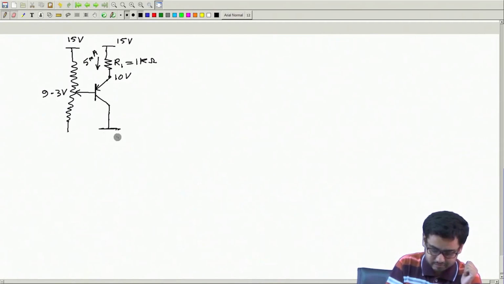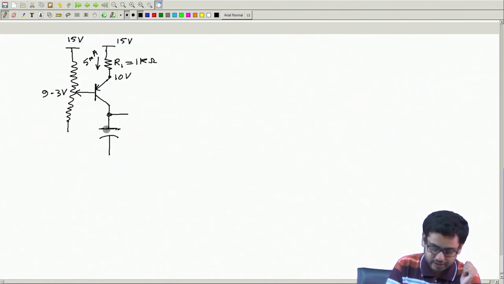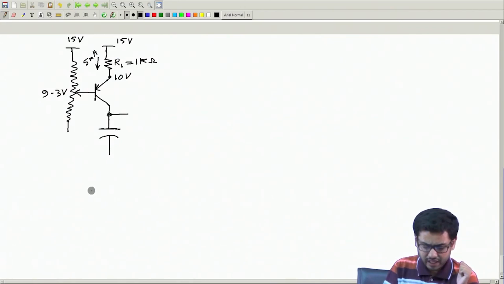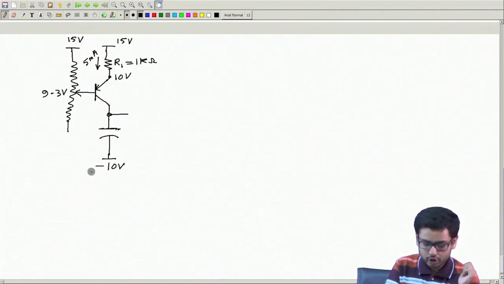So this capacitor voltage will increase, and the other side I will possibly keep at a negative voltage, maybe minus 10 volt, some negative value. So that when there is no charge across the capacitor, this is also negative. And then it will start to grow from this negative value first to 0 and then to positive.